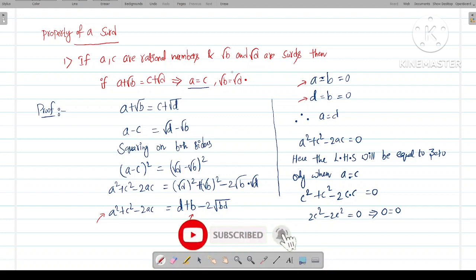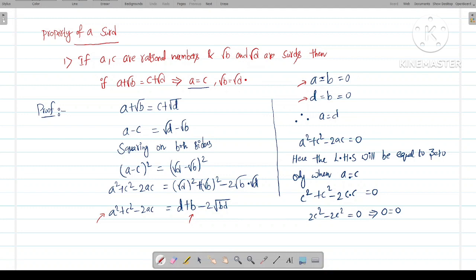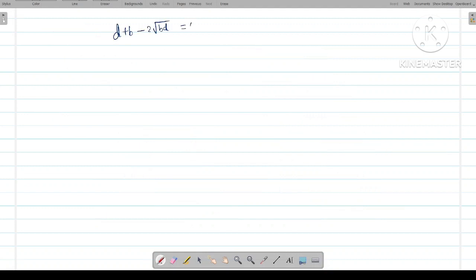Let me prove the second thing. In order to prove the second thing, I need to make the RHS term also equal to 0. Let me write the RHS part on the next page. What is the RHS part? d plus b minus 2 root of bd. Is it right or not? d plus b minus 2 root of bd. It must also be made equal to 0. Now, this will be equal to 0 only when d is equal to b, or b is equal to d.